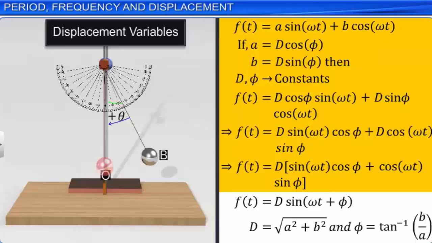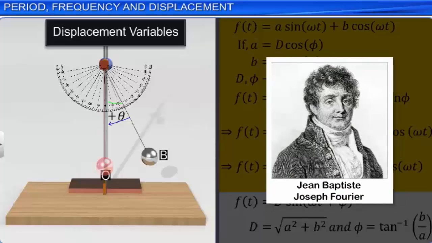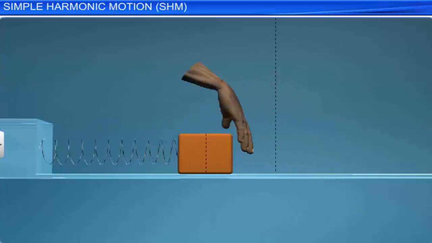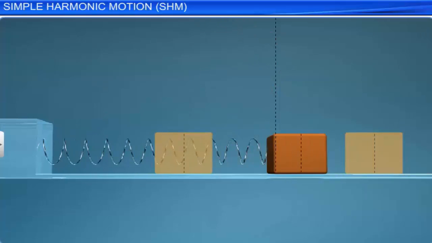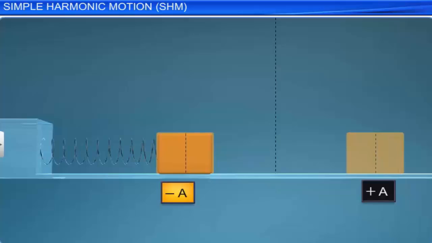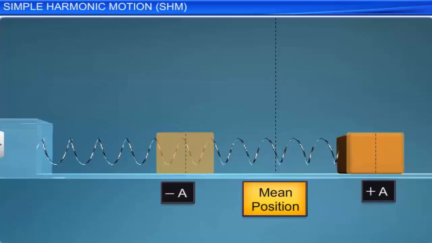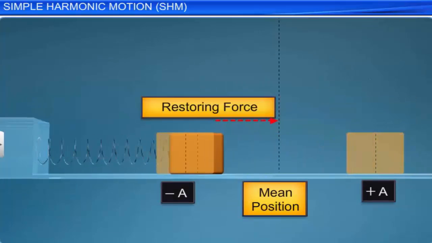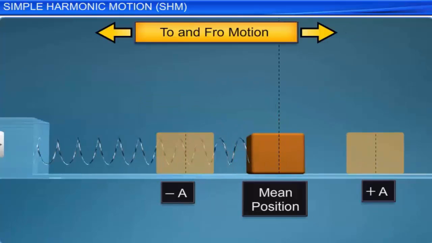According to the result proved, any periodic function can be expressed as a superposition of sine and cosine functions with suitable coefficients. Consider a body attached to a spring. When the spring is compressed and released, the body attached to it oscillates back and forth between the two extreme points, marked as plus A and minus A. As the body moves away from its mean position, it experiences a restoring force, which attempts to bring it back to the mean position. This to and fro motion being executed by the body is called simple harmonic motion.